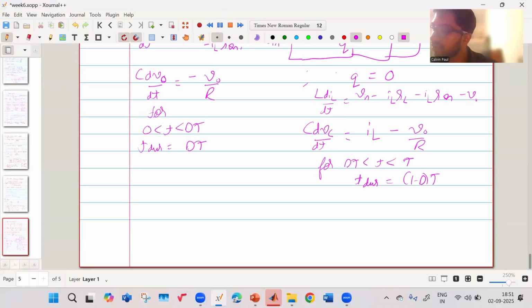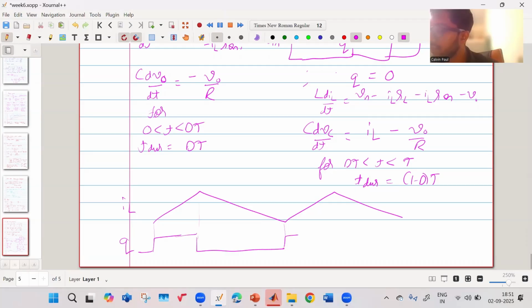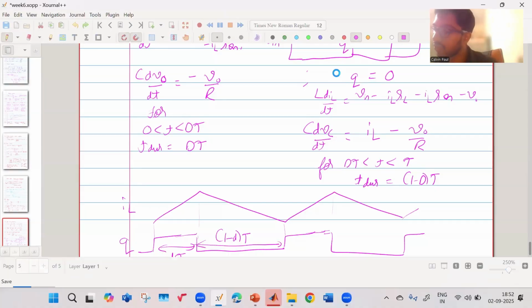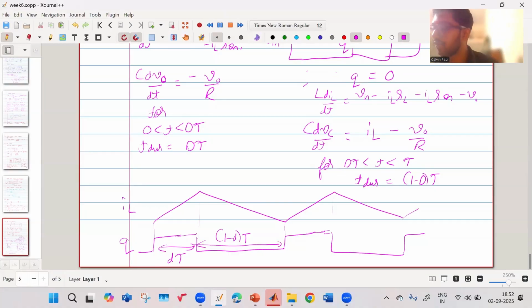This is your inductor current, let us assume. This is your IL. Your Q is like this. So this time is your dT, actually it should be small d T, and this time is your 1 minus d into T. This is your gate signal Q, and this is how your IL looks. So we want to find the average behavior.